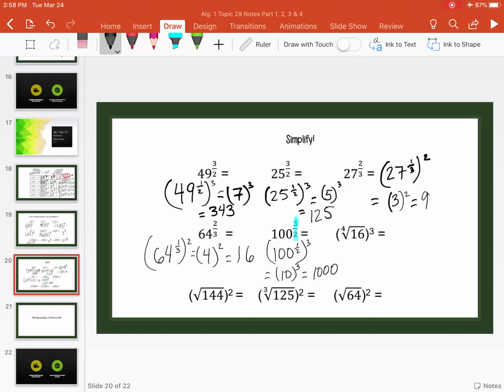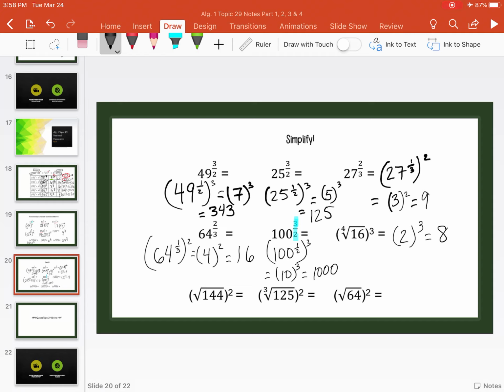4th root of 16 cubed. So 4th root of 16, let's think about PEMDAS. That means a number times itself again, times itself again, gets you 16. So this is going to be 2 cubed, which gets you 8.